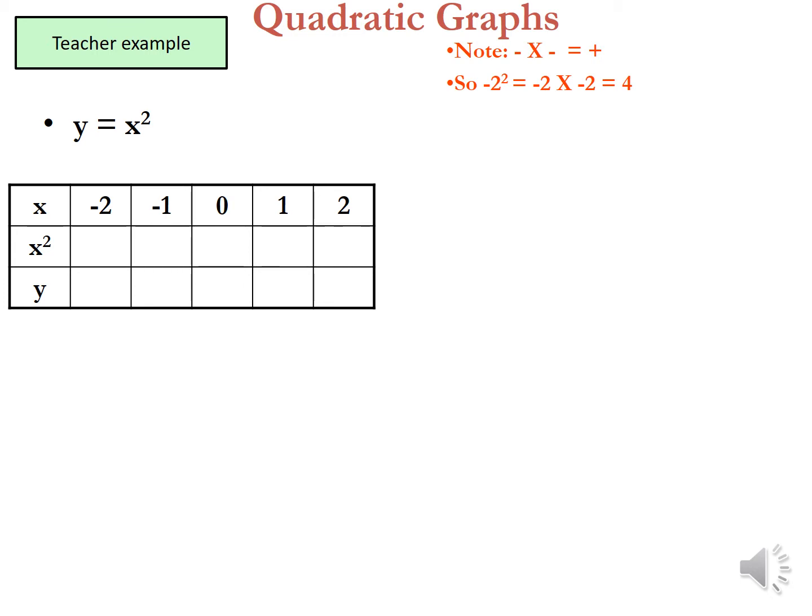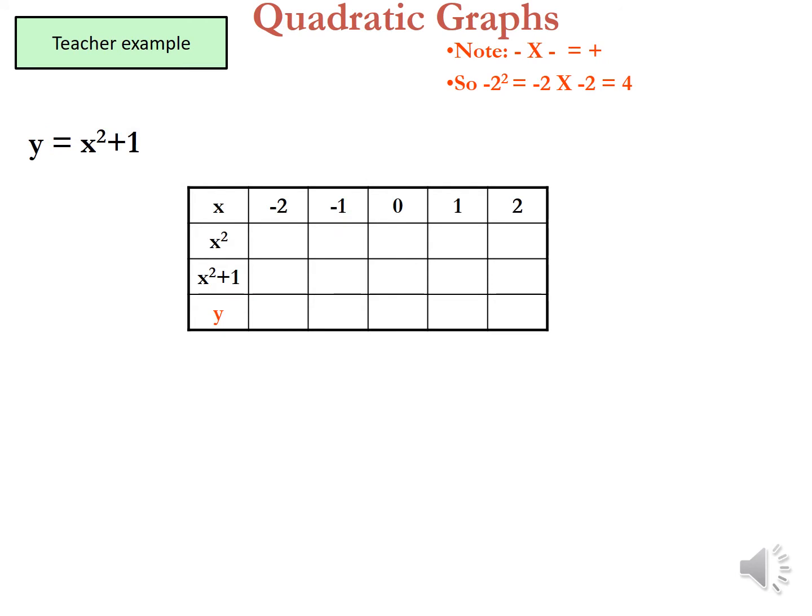squared is positive 4. Remember, when you are multiplying two negative numbers together, they become positive. So minus 1 squared will give me a positive 1. 0 squared is 0. And 1 squared is 1, and 2 squared is 4. So therefore we have our squared x coordinates, and therefore that will give me my y coordinates. So my y coordinates are the following. They remain the same.